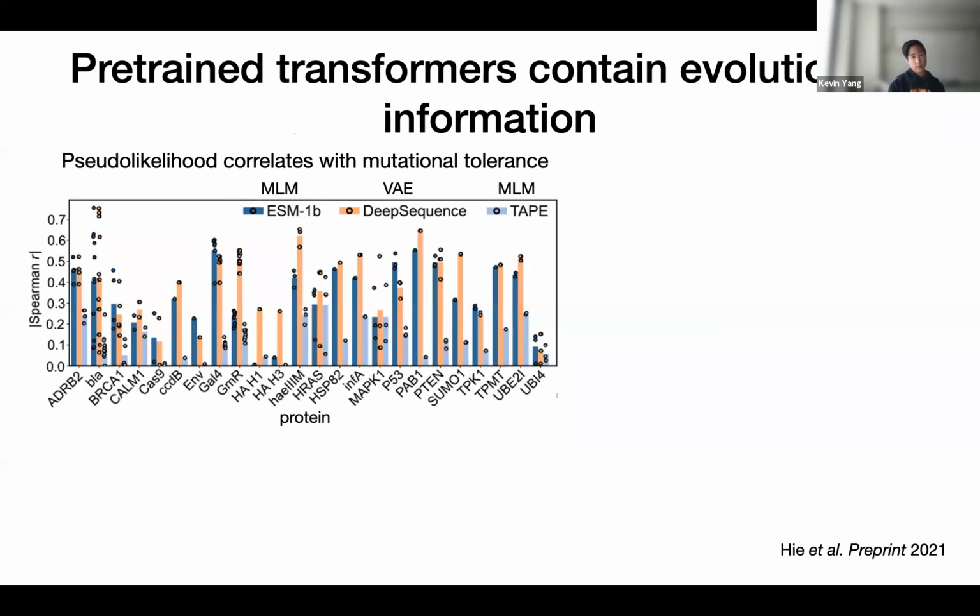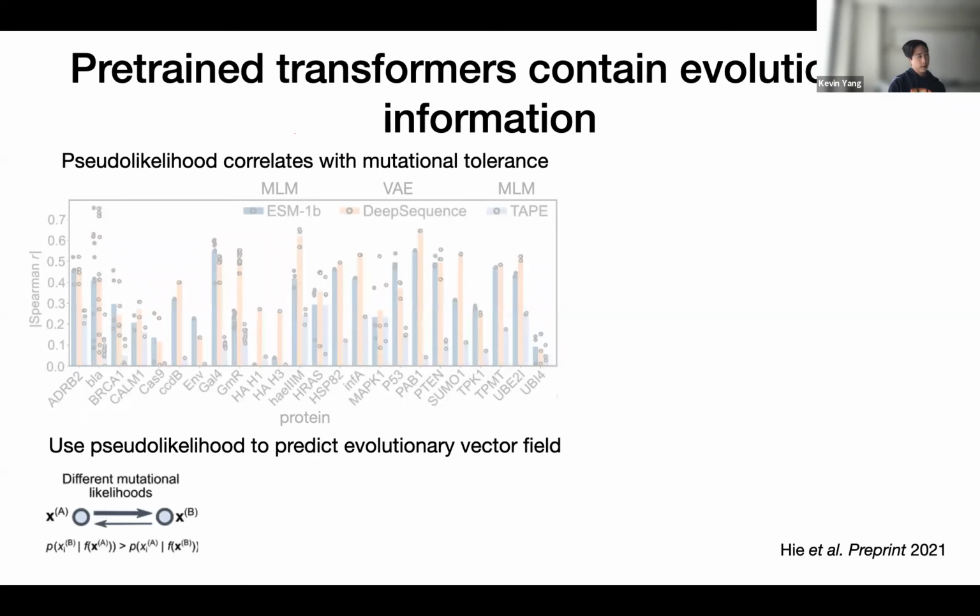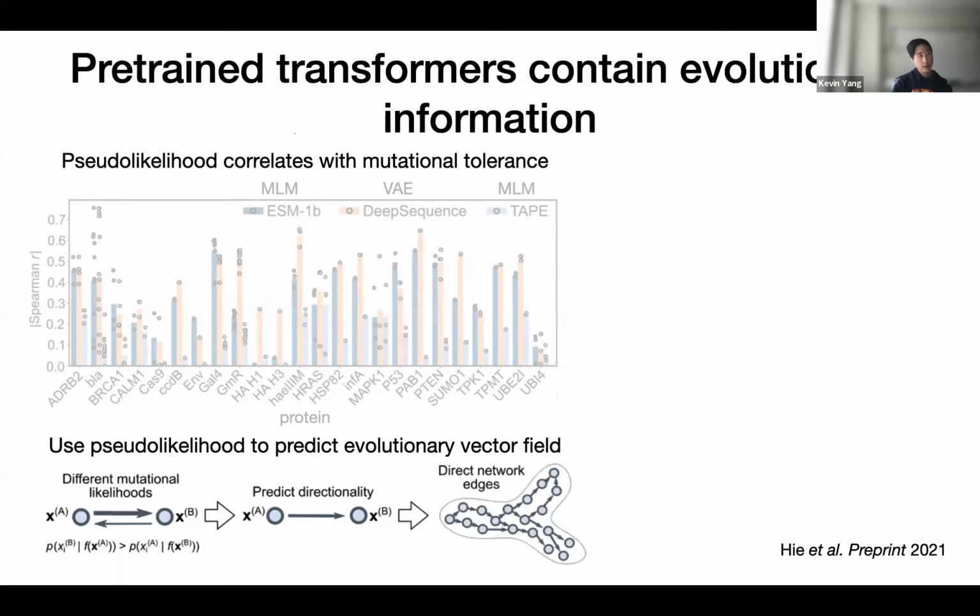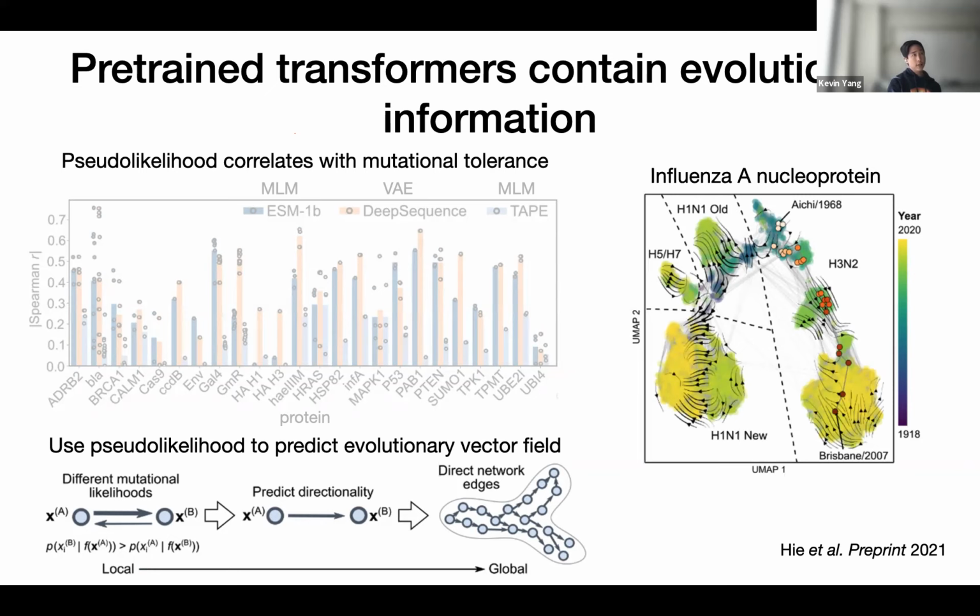You can also use the transformer pseudo likelihood to predict an evolutionary vector field. So here, if XA is one protein, XB is another protein, and I look at the likelihood of going from A to B or B to A, comparing those likelihoods gives me a directionality. And if I do this for a whole bunch of naturally existing variants, I can make an edge network. Here's one for influenza A nuclear protein. And it turns out that the sinks of this flow tend to correspond with variants that are the oldest, and they flow, in general, towards newer variants.